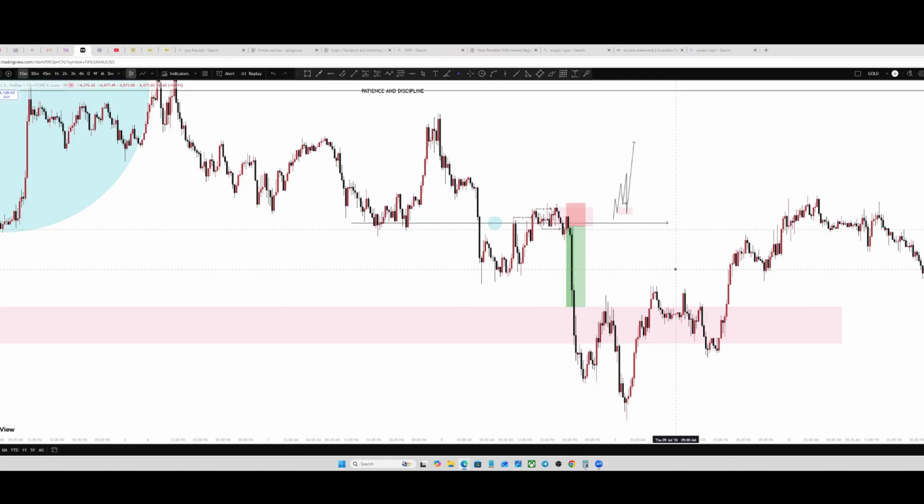And a lot of my community members participated and enjoyed this trade. We also have more trades running.